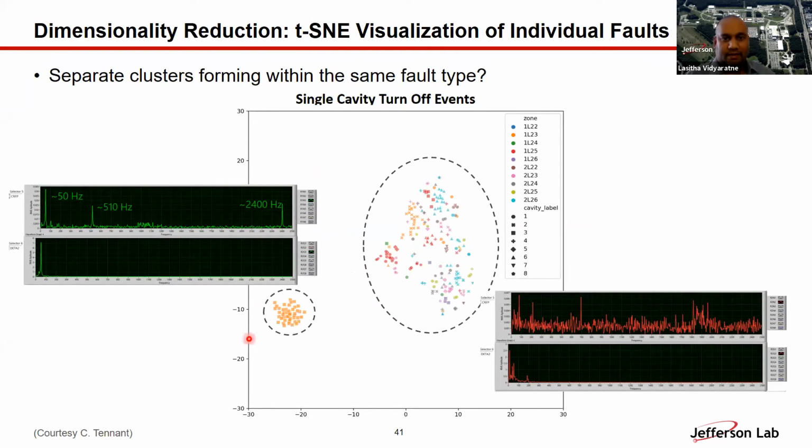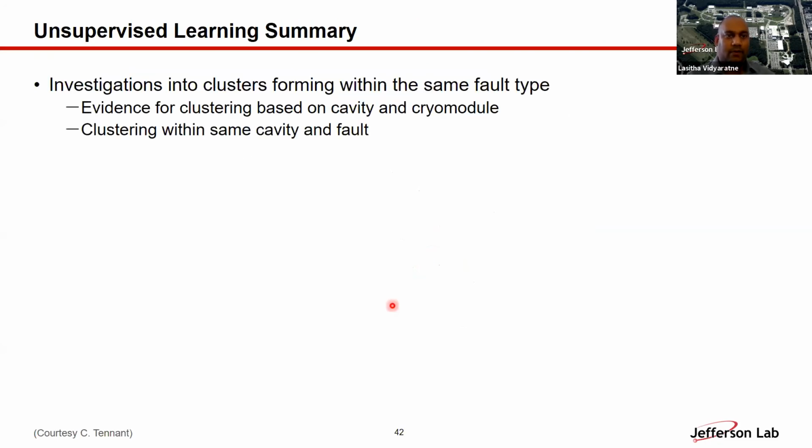Here, we also see again a smaller cluster with quite a different frequency spectrum than the larger cluster, which represents the typical single cavity turn-off events. We also see that this kind of separation seems to happen in some cases with particular cavity and particular module as well. So this is useful information that we got from investigation into clusters forming within the same fault type, and we see evidence for clustering based on cavity as well as the module.